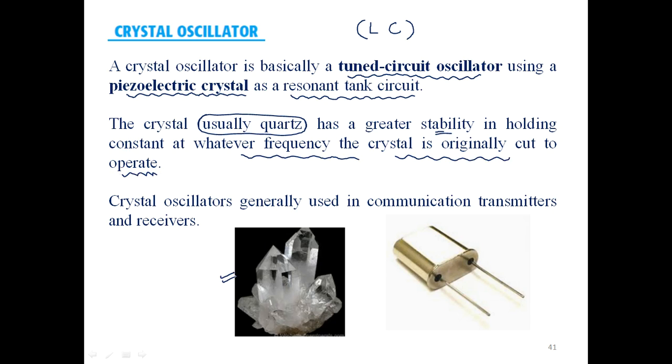I hope you can see this particular diagram. It is that of a quartz crystal, which are available naturally from the earth's crust. They are being taken out, and using some extremely sophisticated fabrication processes, they are fabricated. And usually a quartz crystal is somewhat transparent in nature.